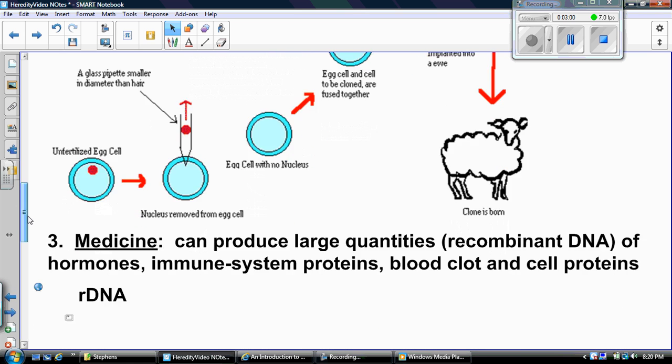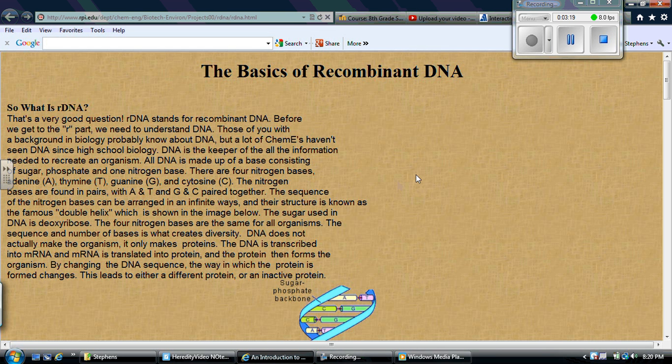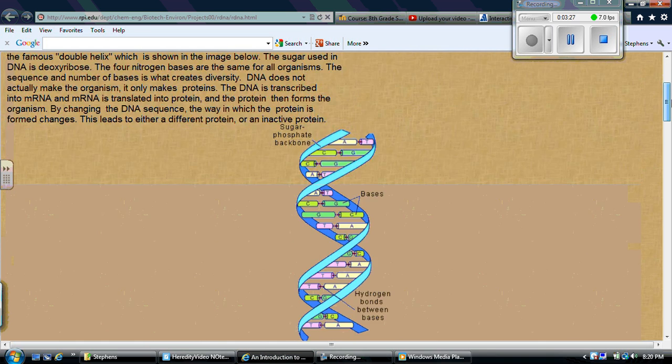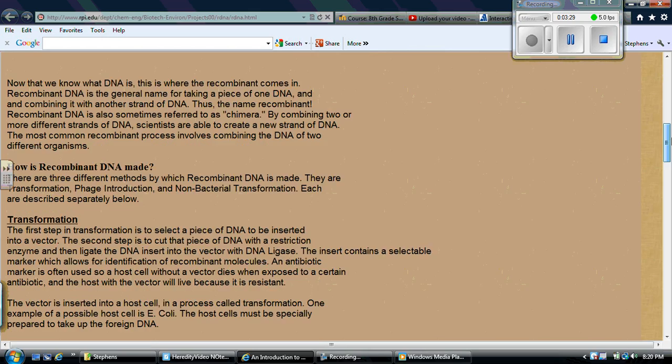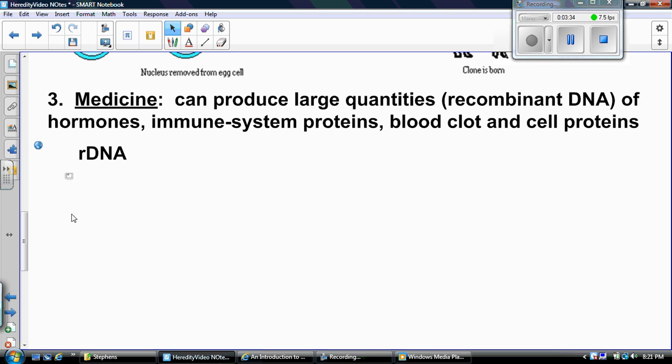Okay, so that's cloning. So let's talk about when genetic engineering is used. It's used in medicine. So you can produce large quantities, called recombinant DNA, of hormones, immune system proteins, blood clots, and cell proteins. So I'm going to have this linked to the notes. If you want to read a little bit more about recombinant DNA, this website will be available to you. It gives you a little bit more complex information about how recombinant DNA works.